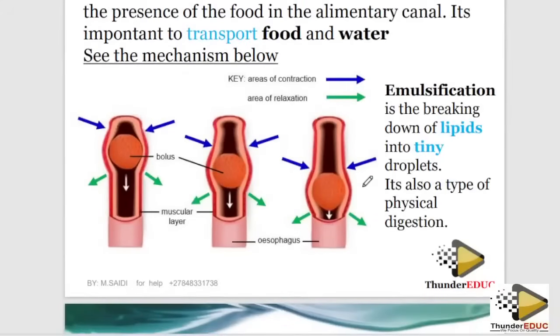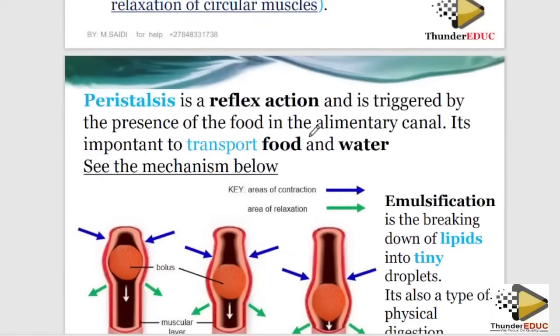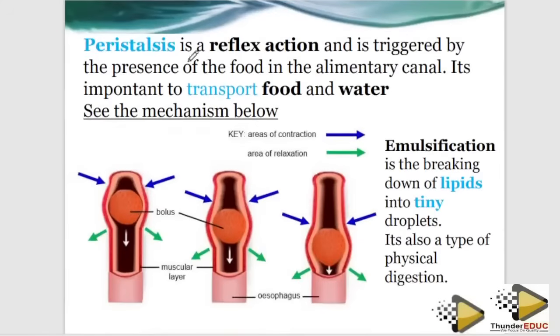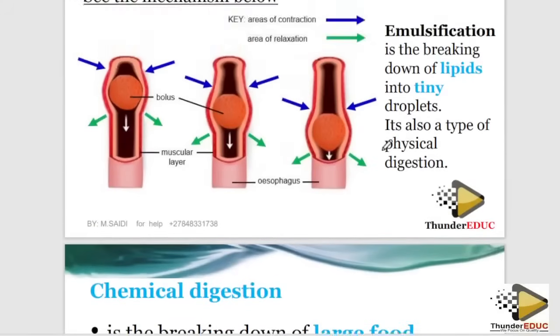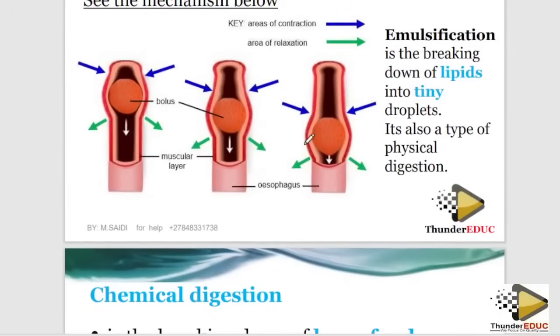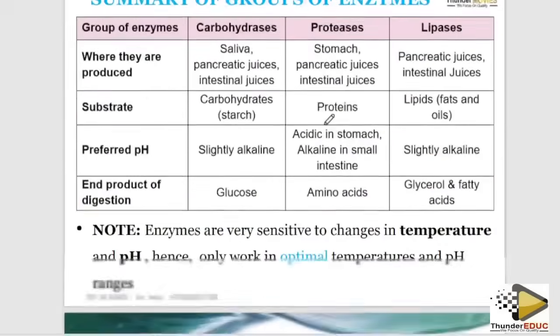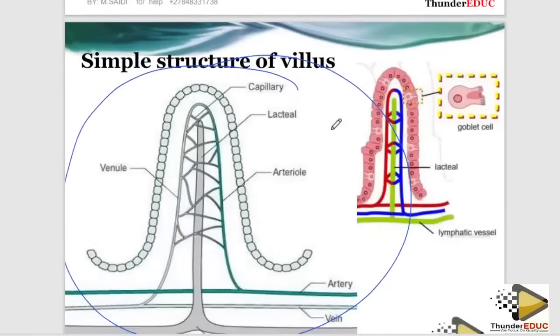Peristalsis is also another terminology we can ask. Yes, the rhythmical contraction of the muscles. The reflex action is triggered by the presence of food in the alimentary canal, and it is important to transport food. Yes, we also like to ask you this: breakdown of fats or lipids into small particles. Emulsification is also another terminology we can ask you. So I think I'm clear here.